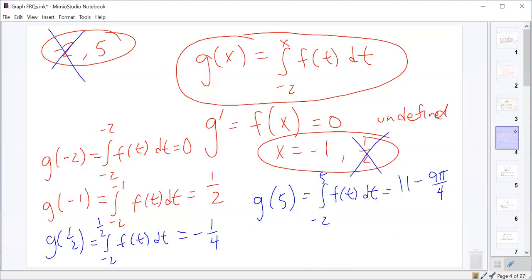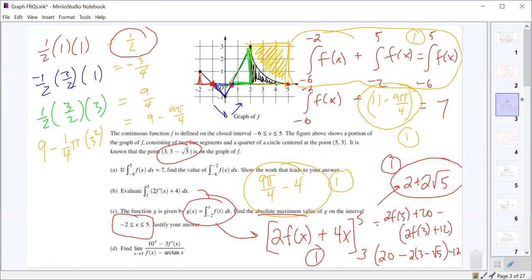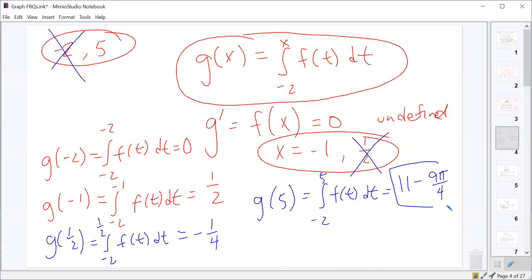Did it say what is the absolute max? Yeah, find the absolute max. So our absolute max is 11 minus 9 pi over 4, and it occurs at 5. If you didn't go through and check your endpoints like you're supposed to do for an absolute max on a closed interval, you would have gotten a half as your answer, right? You would have gotten it wrong. So make sure you check the endpoints. Everybody good with that?